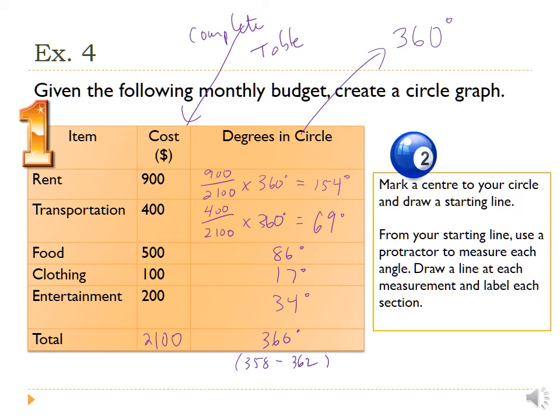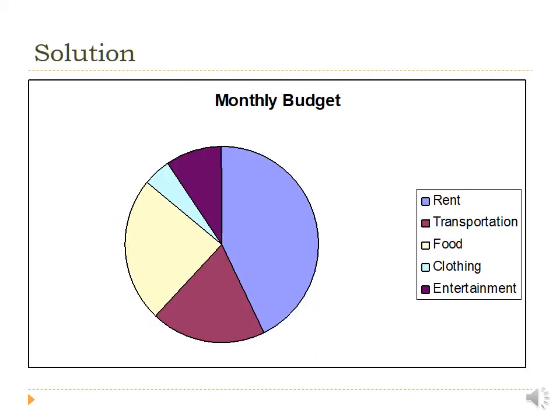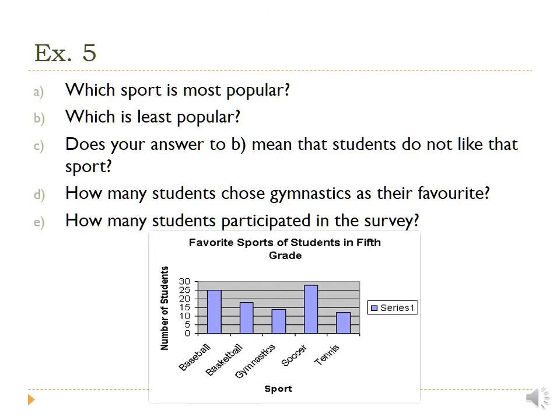The match is 154 degrees, 69 degrees, 86 degrees, and so on. I just did a very simple one. In Excel, you can use technology. If you did do it by hand, this is what it would look like, and make sure that you have a legend or a key. So that's it for making displays.